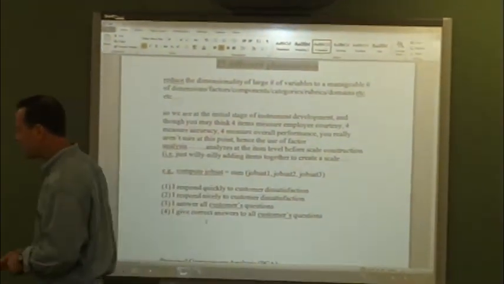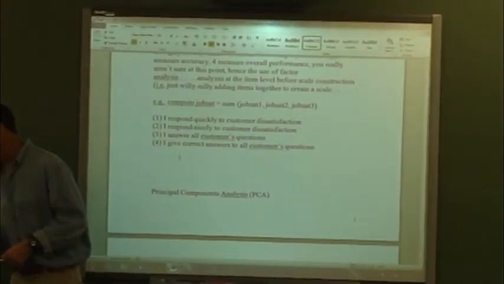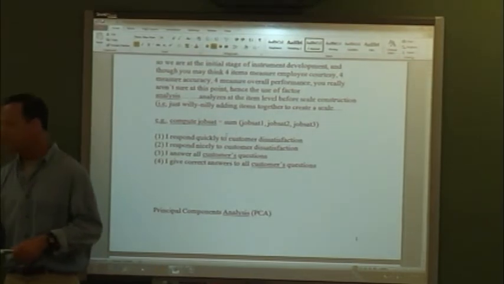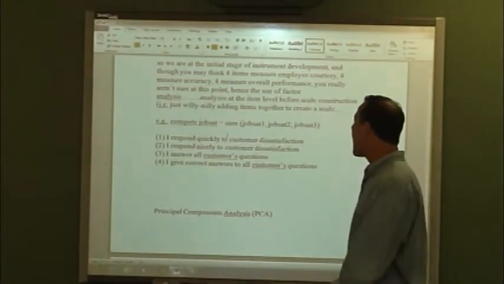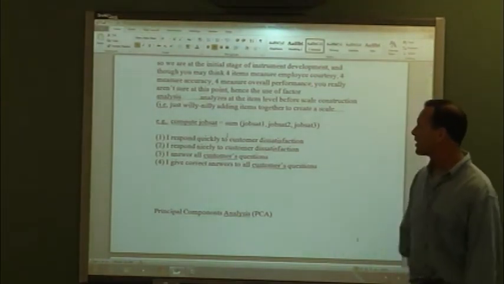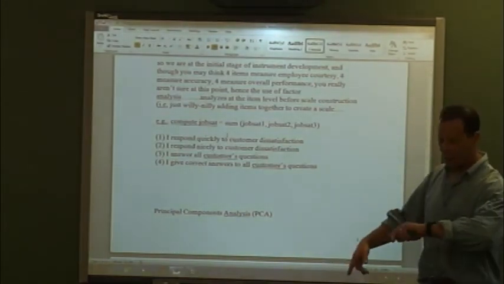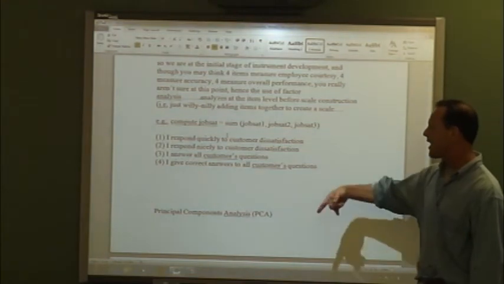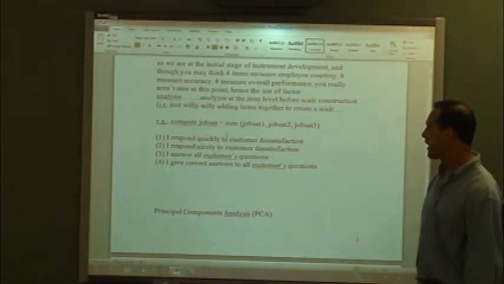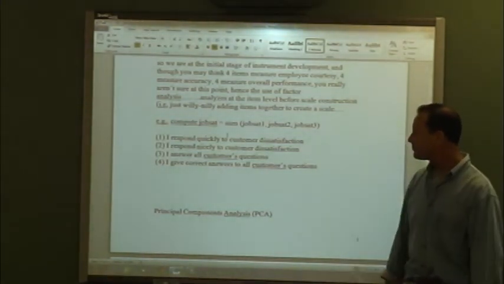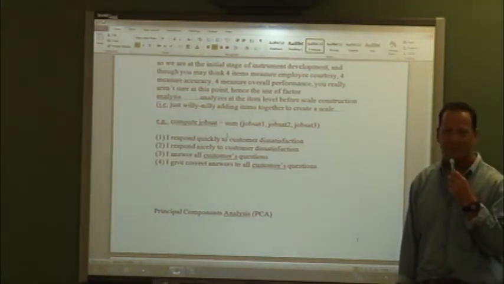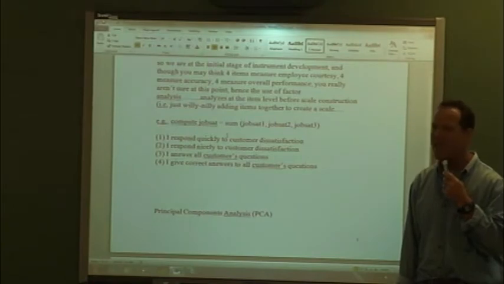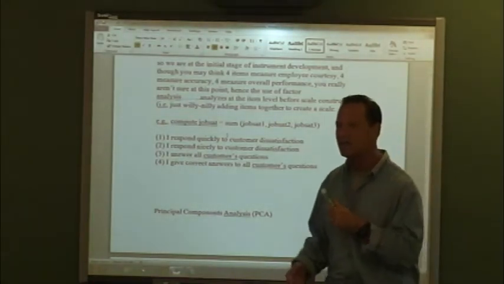So everybody, EFA is a great way to see which items clump together, which dimensions. You see, I can have 4 items. I respond quickly to customer dissatisfaction. I respond nicely to customer dissatisfaction. I answer all customers' questions. I give correct answers. What is that measuring? So you've got to give it a name. Part of EFA is giving it a name.